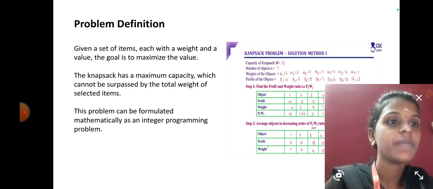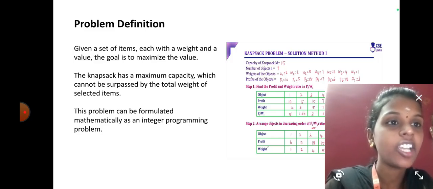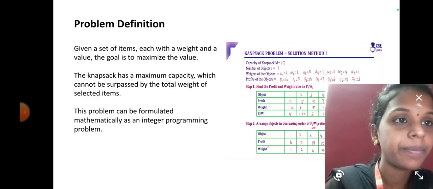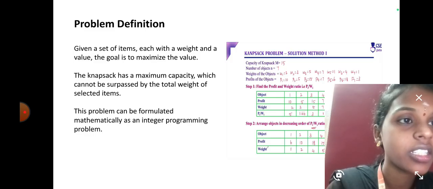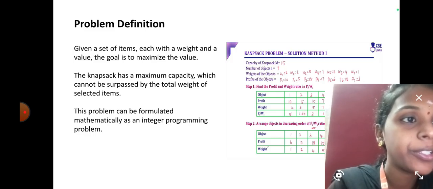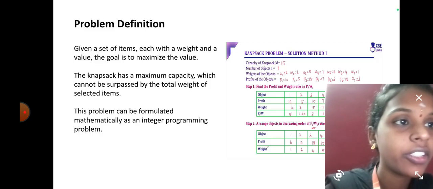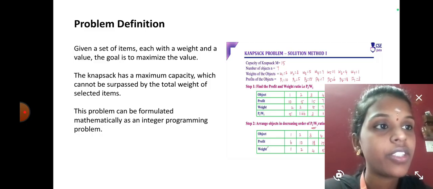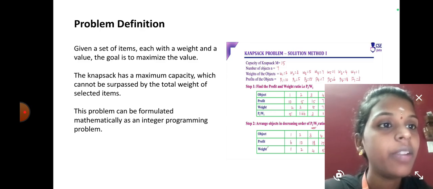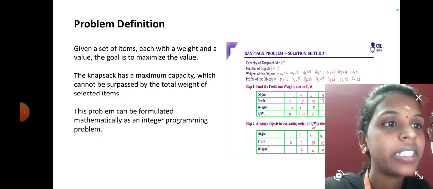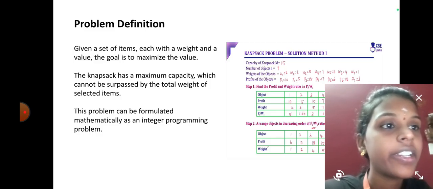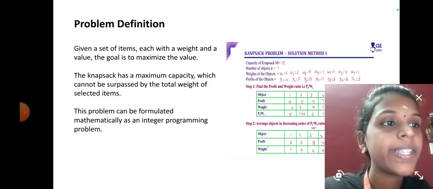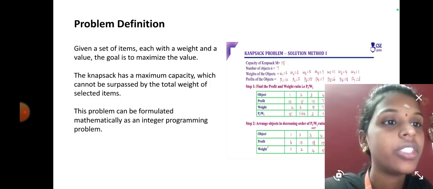Knapsack problem solution method 1. Capacity of knapsack m equals 15. Number of objects n equals 7. Weights of the objects: w1 equals 2, w2 equals 1, w3 equals 5, w4 equals 7, w5 equals 1, w6 equals 4, w7 equals 1. And profits of the objects: p1 equals 10, p2 equals 15, p3 equals 15, p4 equals 7, p5 equals 6, p6 equals 18, p7 equals 3.